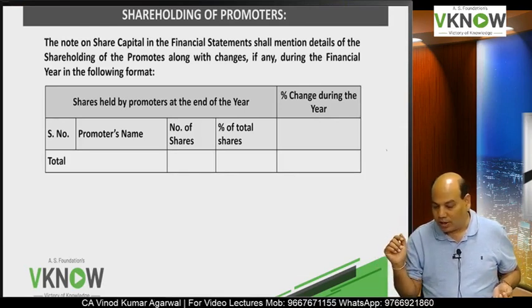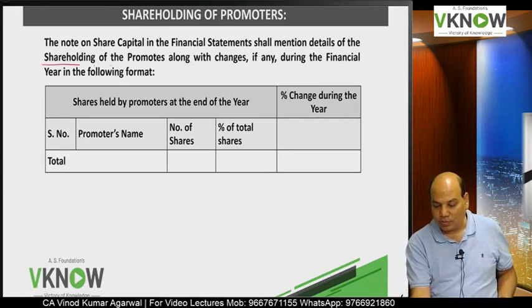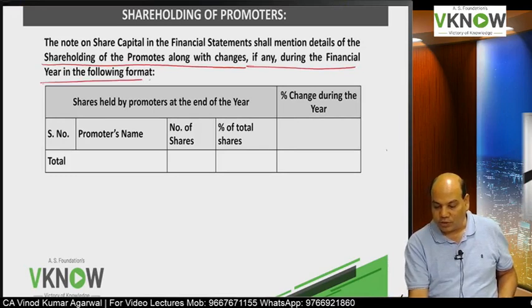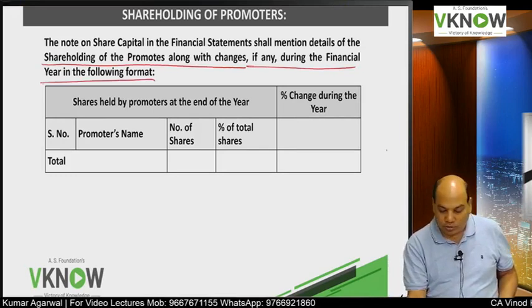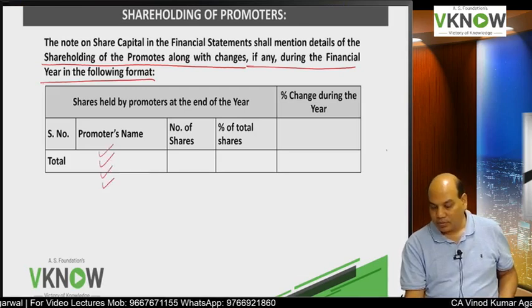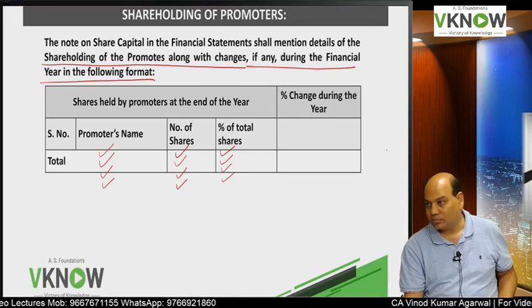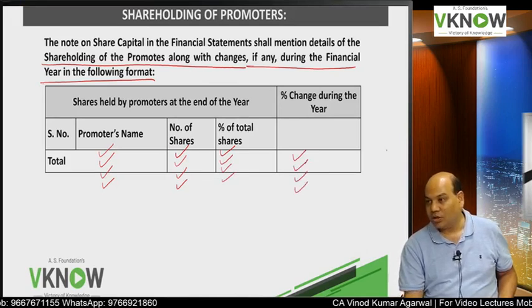The note on share capital in the financial statement shall mention details of the shareholding of the promoters, along with changes, if any, during the financial year, in the following format. You have to give the name of the promoters who are holding shares, then the percentage of shares they are holding. And the important thing: is there any change during the year?